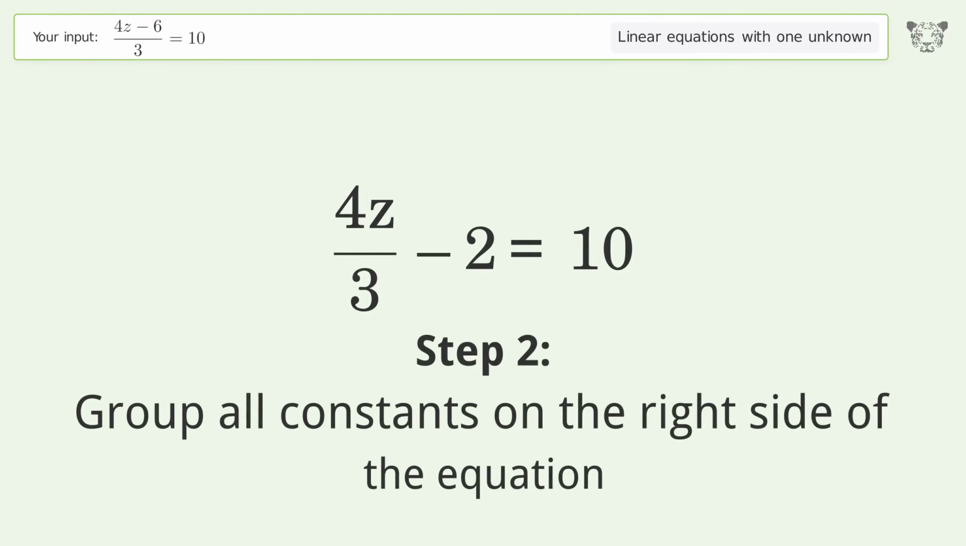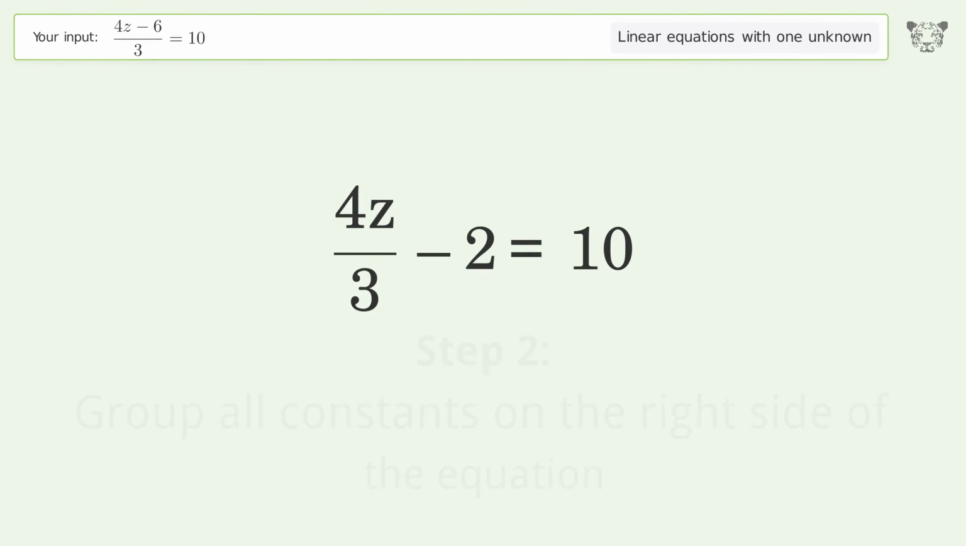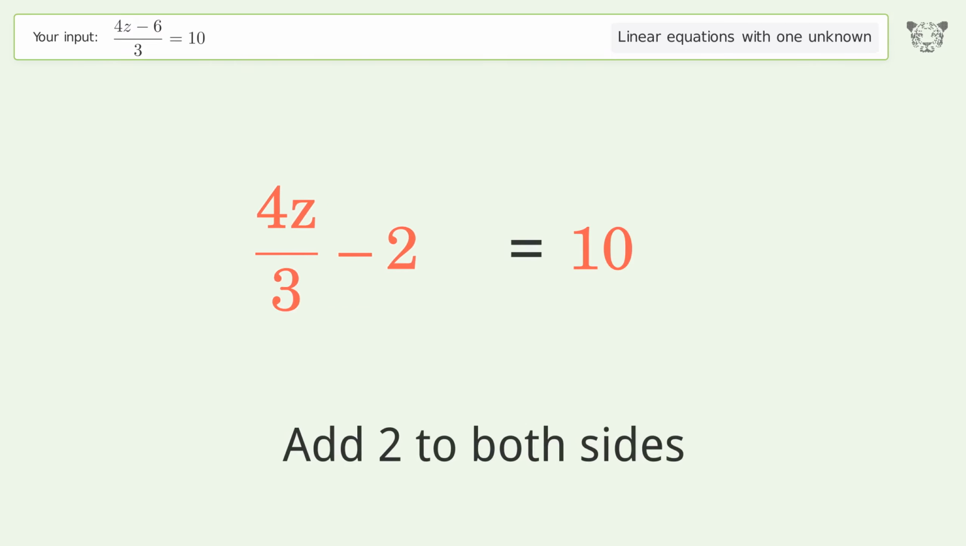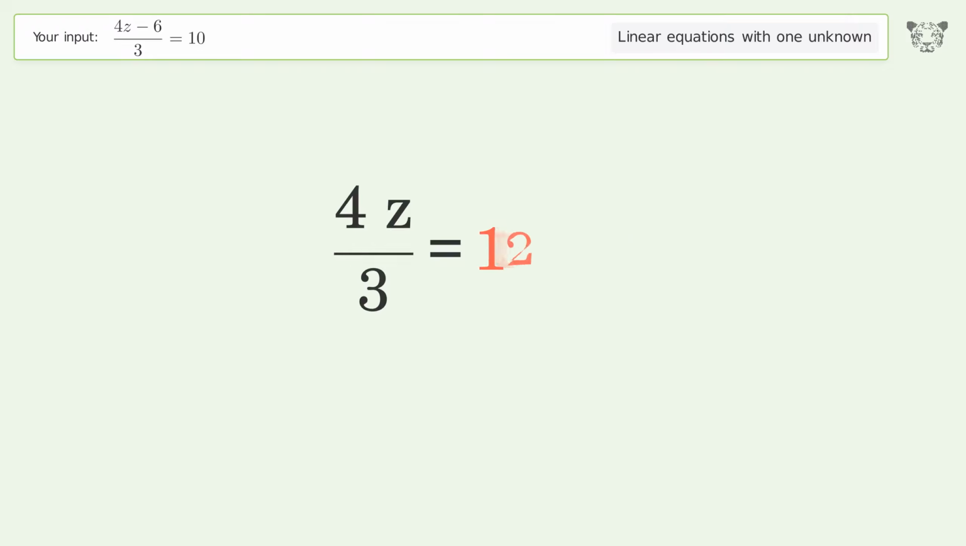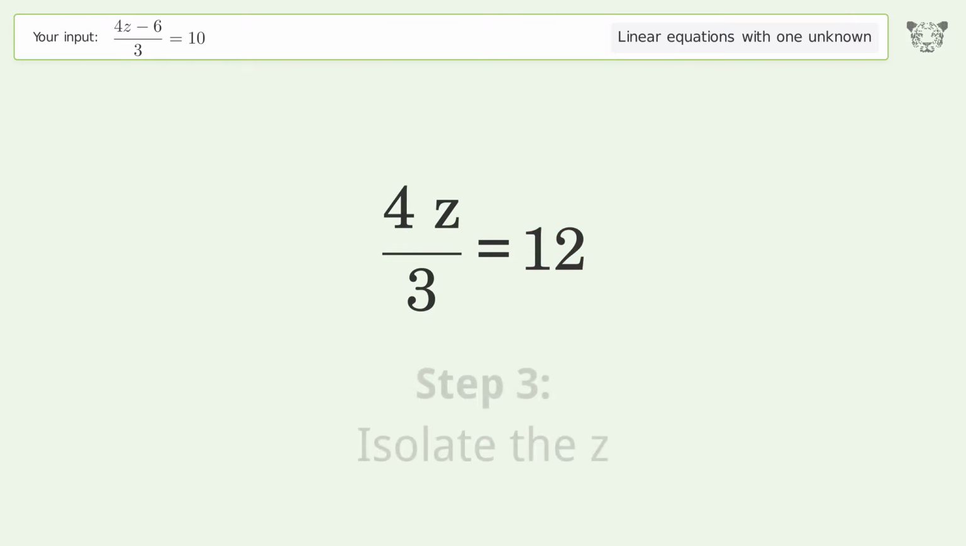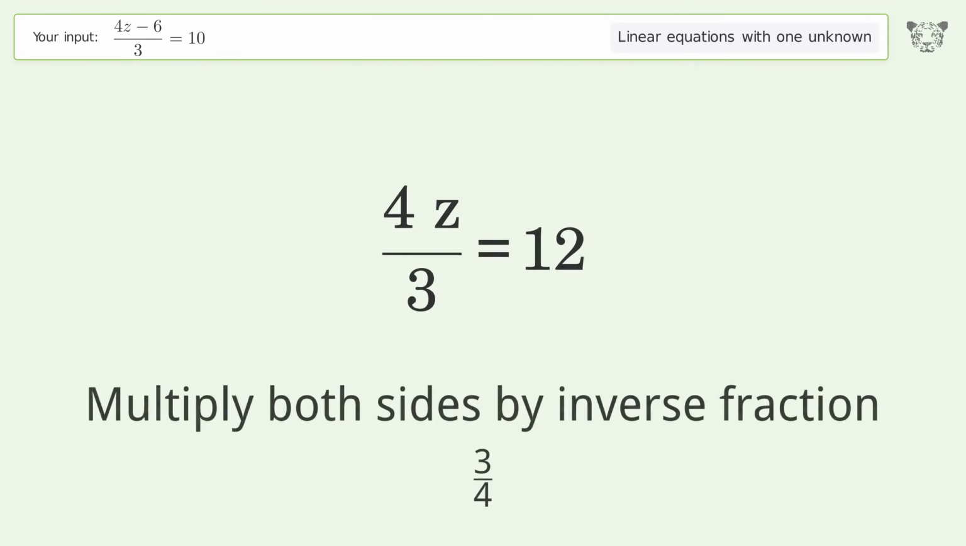Group all constants on the right side of the equation. Add 2 to both sides. Simplify the arithmetic. Isolate the z. Multiply both sides by inverse fraction 3/4.